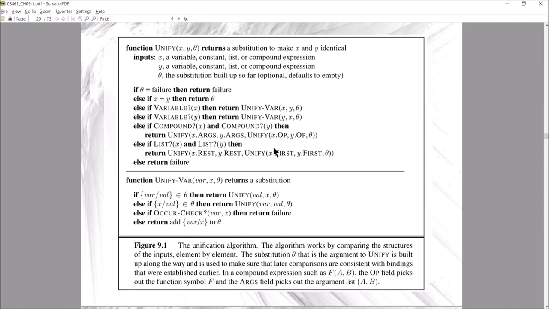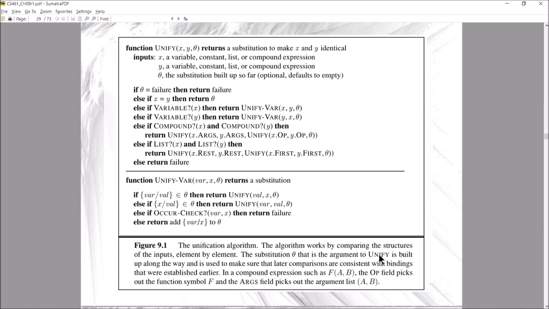So you can see where it says x.args, y.args. And so this is saying, all right, well, that would be x dot a, you know, this list right here, a comma b, y dot args, a comma b, right? So that's what that's referring to.